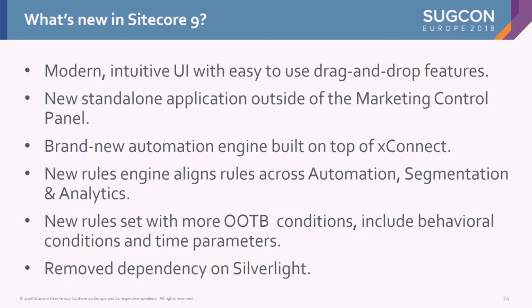It's now a standalone application, so you can access it directly from the dashboard rather than from the marketing center. It's built on top of XConnect, and hopefully if you joined previous sessions, you learned a little bit more about XConnect. So in Sitecore 9, they built a new rules engine, and they incorporated an even more comprehensive set of rules to cover the new features such as segments and the list manager. And finally, we get rid of Silverlight.